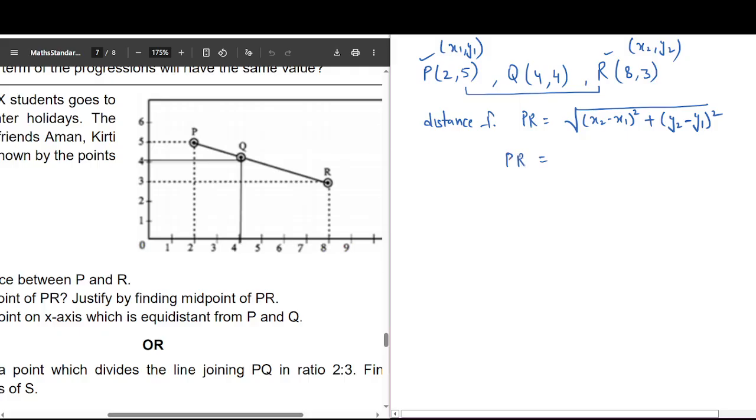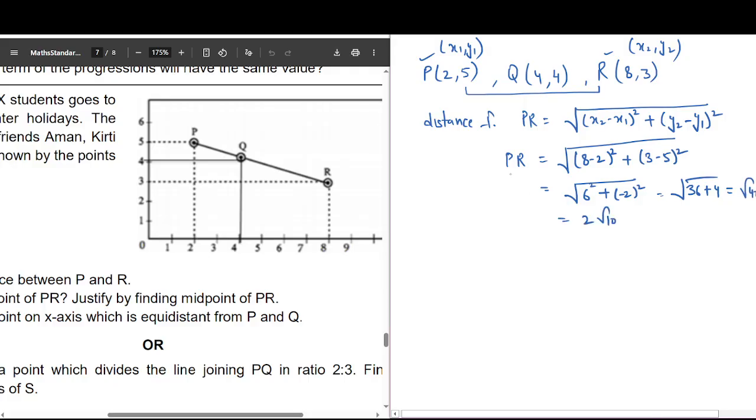So the distance between P and R is PR, and this is equal to the square root of (8 minus 2) whole square plus (3 minus 5) whole square. When we solve, we get 6 square plus (minus 2) whole square. So we get 36 plus 4, that is under root 40, and this we can write as 2 root 10. So the distance PR is 2 under root 10.